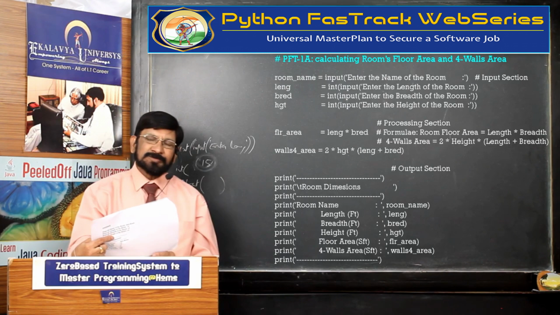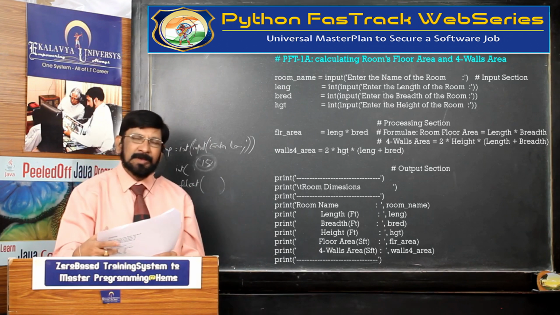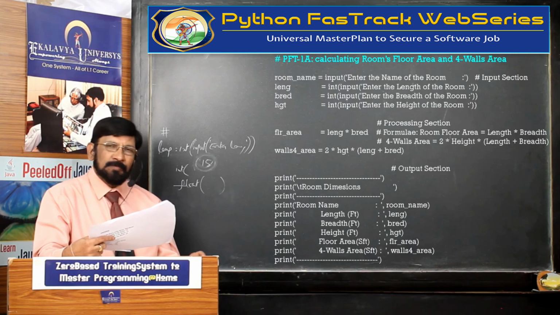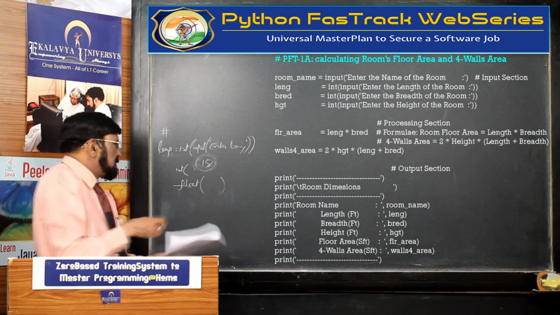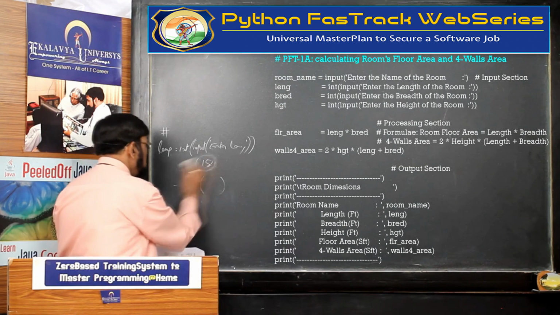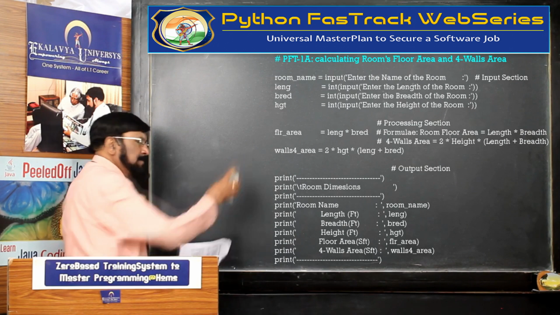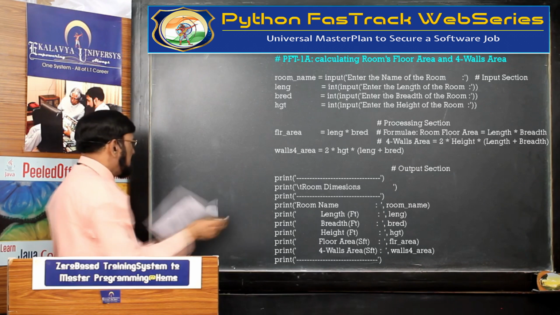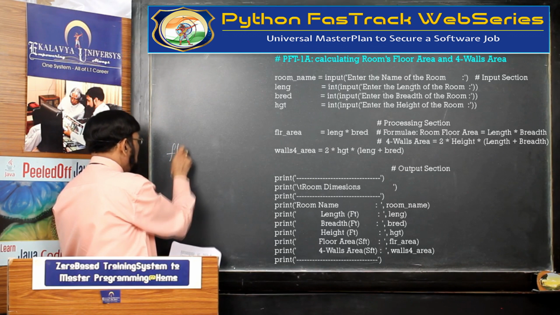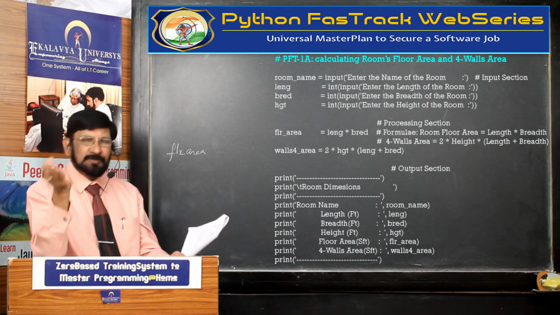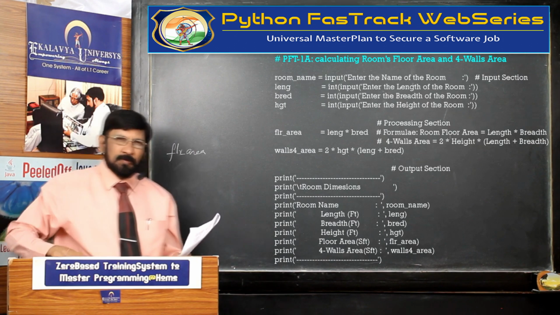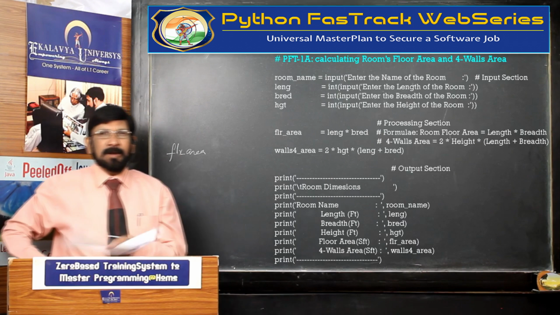Third section, processing section, a very core section. Here, whatever formula you know, that formula you have to use. Floor area. Actually, here 2 words are there. 2 words means how you name it. Actually, camel case should not be used. That is not the convention in Python. Floor area, you write like that. One thing people should understand. That is the only point you keep in mind and proceed.